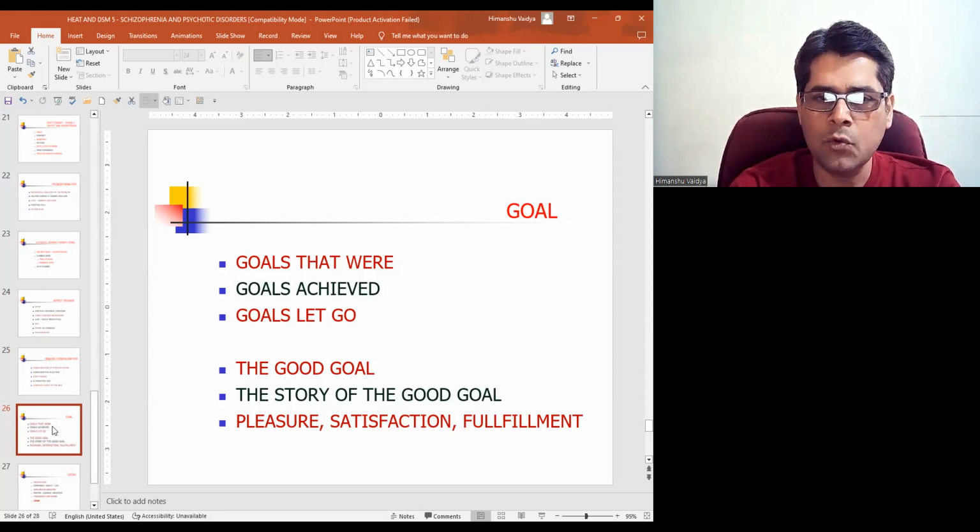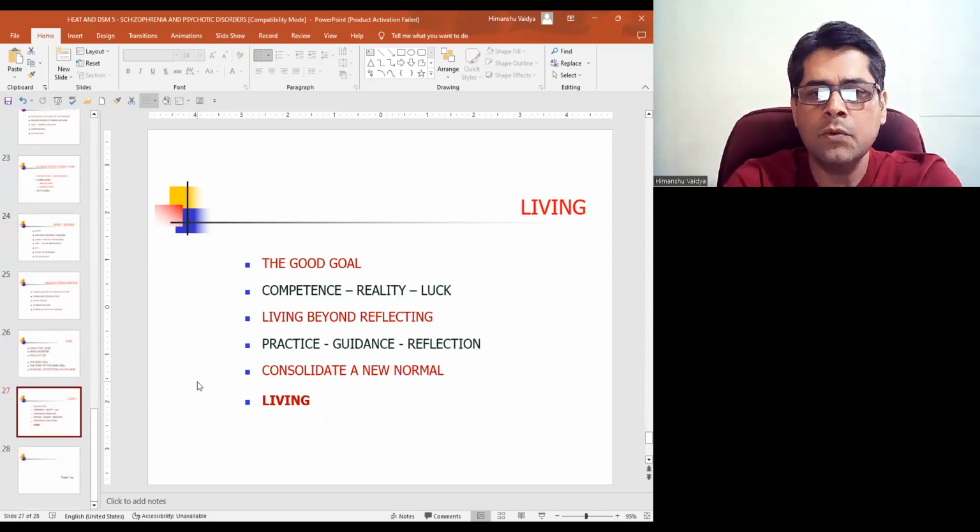So goals that used to be, goals that were achieved, goals that could not be achieved, a mourning of it, and now a good goal for oneself. And the story of how the good goal is going to shape life, and if realized, how it will be in terms of pleasure, satisfaction, and fulfillment. And then it comes to living.